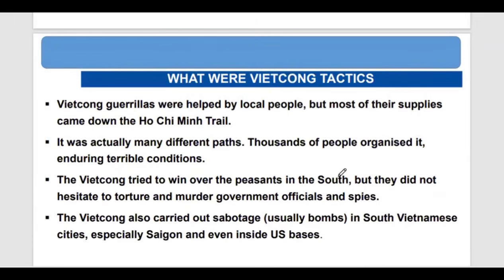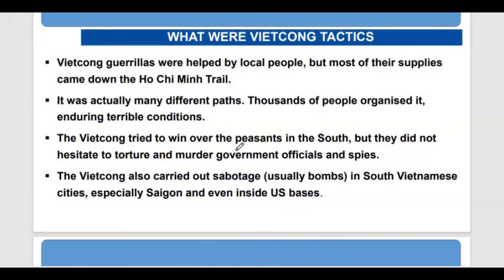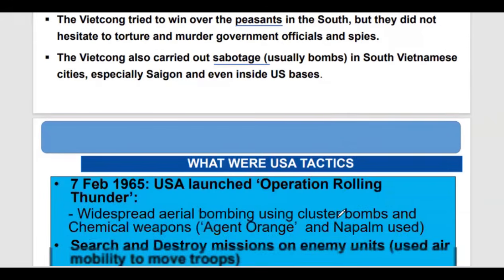The Viet Cong tactics, we are also going on a summary of them. They were helped by local people, and also the use of the Ho Chi Minh Trail. We've talked about that. The peasants, we also talked about the peasants. They had an influence on the South Vietnamese guerrillas. And also, they carried out sabotage, usually the bombs. They were bombing the bases, they were bombing US bases, they were bombing infrastructure as sabotage. That was also part of the tactics used by the Viet Cong.